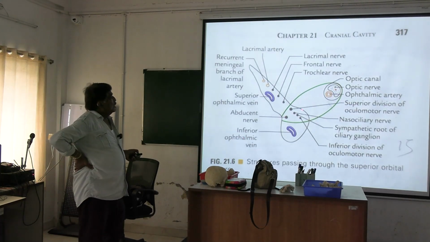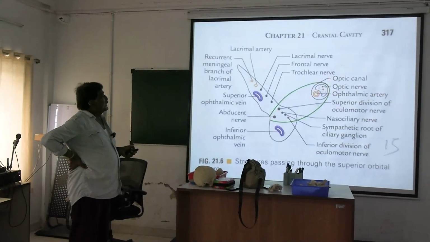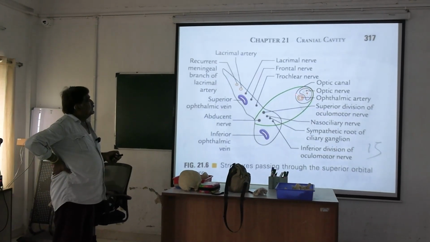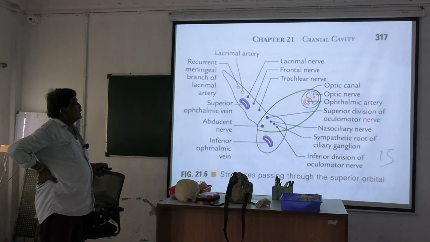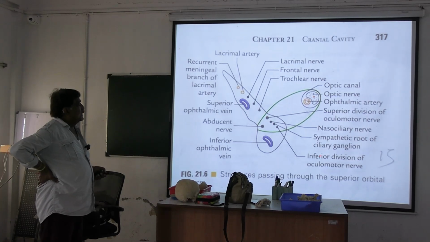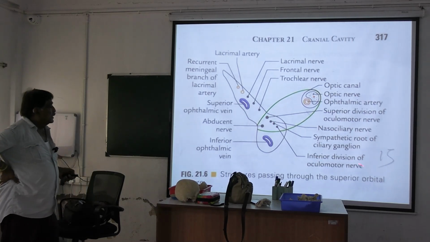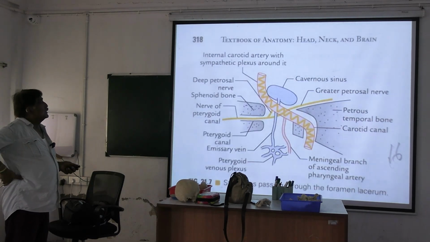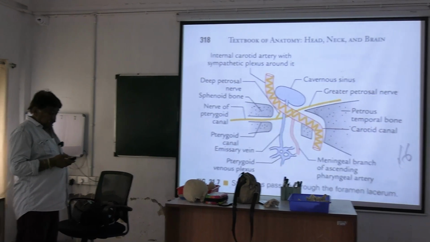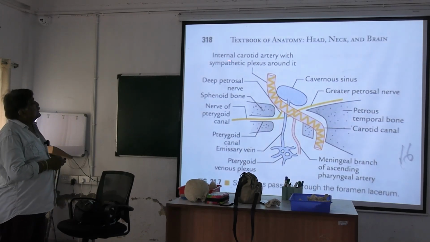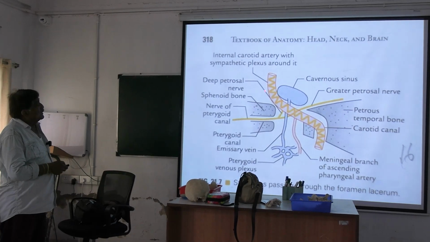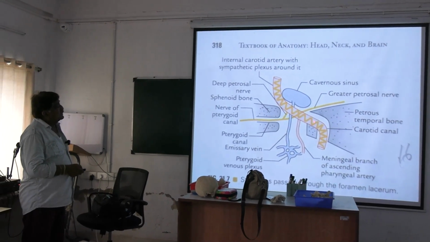Now, this is the optic canal: the optic nerve and the ophthalmic artery. Now, this is the optic nerve, and the superior division of the oculomotor nerve, the nasociliary nerve, the sympathetic root of the ciliary ganglion, and the inferior division of the oculomotor nerve. Now, you can see this is the internal carotid artery with the sympathetic plexus. The internal carotid artery, these are the sympathetic plexus.